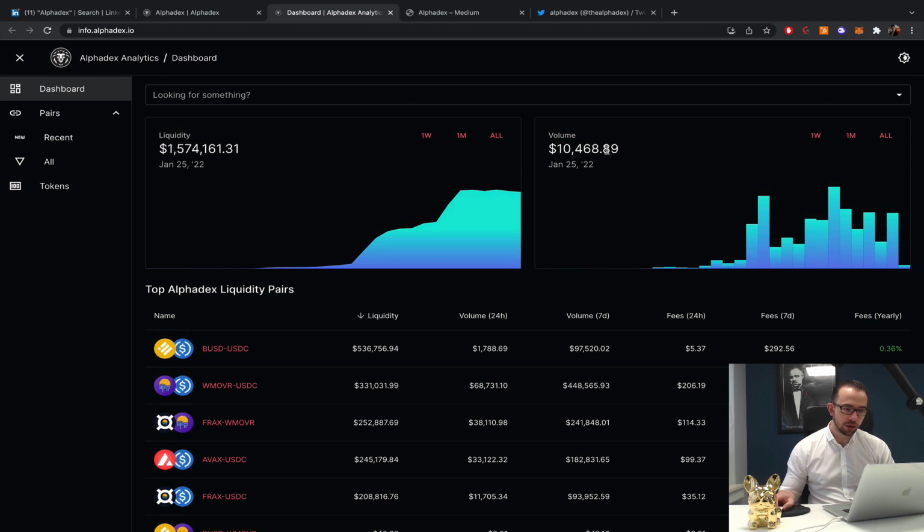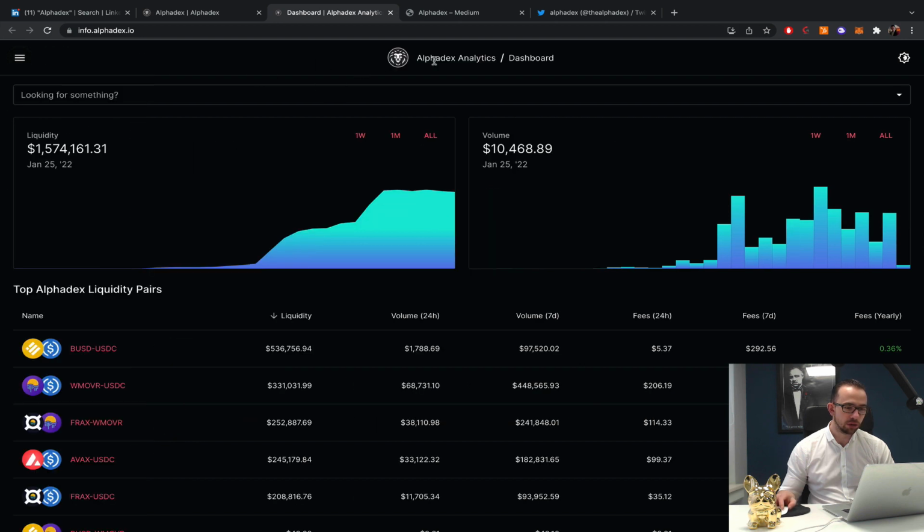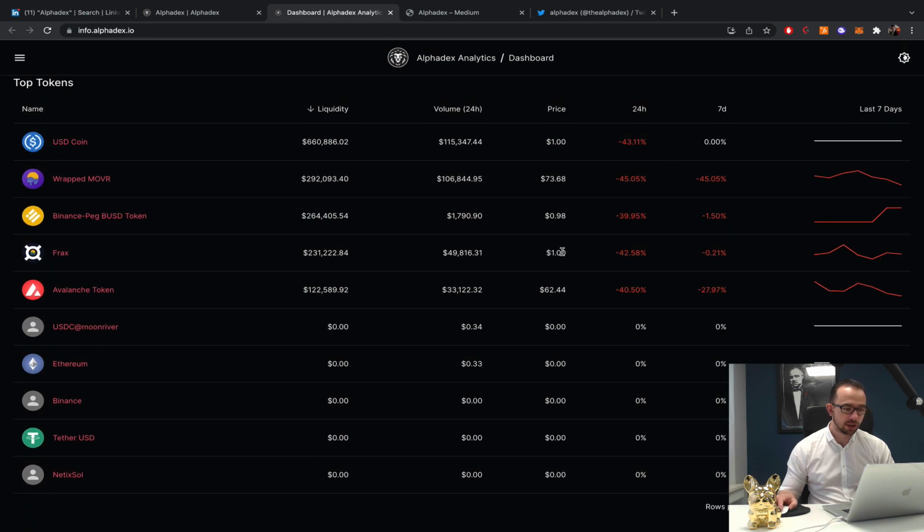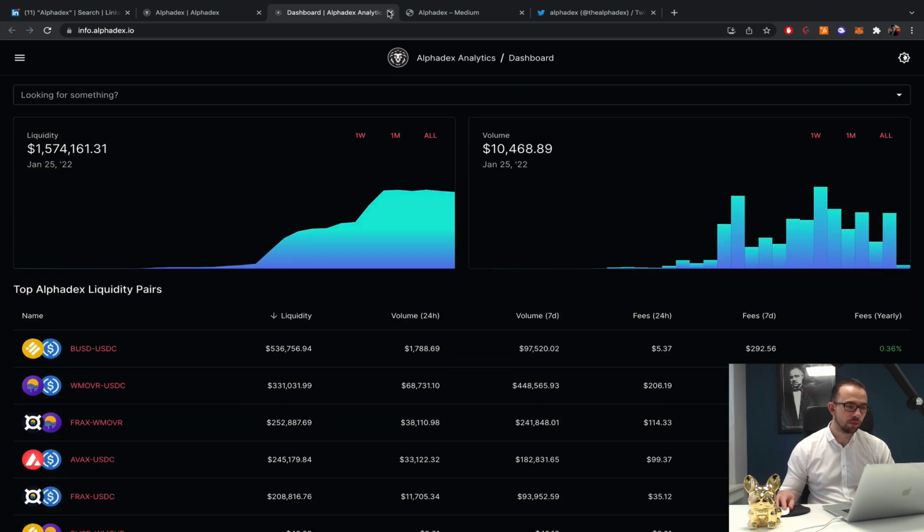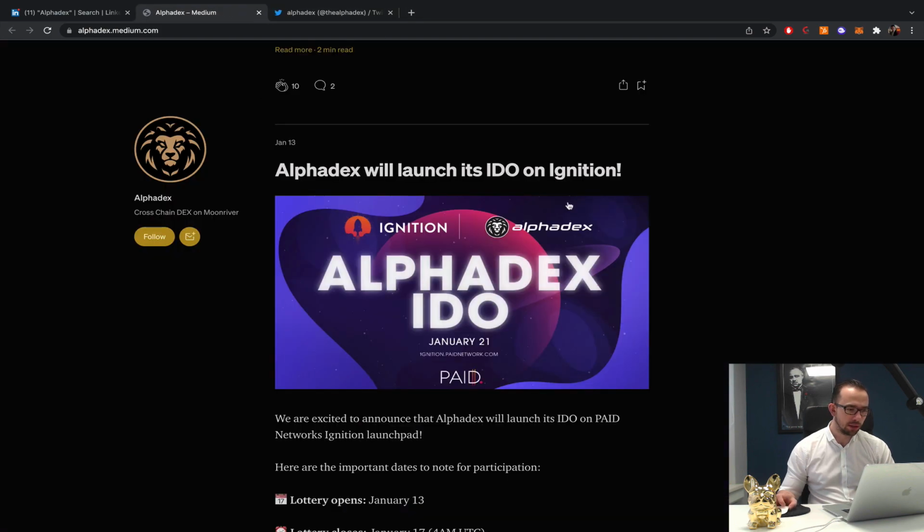And the total volume is only $10,000 that they've done. Well, which makes sense, right? If the main token is not out there yet, the platform isn't officially launched yet, that still has to come, which is fine. All right, let's look at the Medium, right?